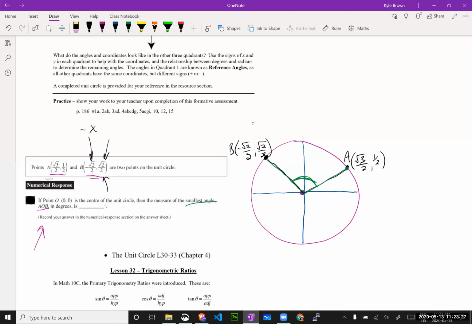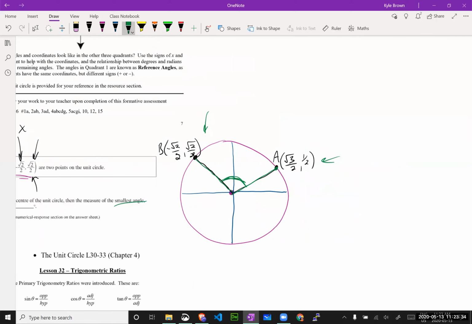So let's do this A first. A is pretty straightforward, right? Angle A is equal to 30 degrees. We talked about that above, right? That would be your 30-degree angle.